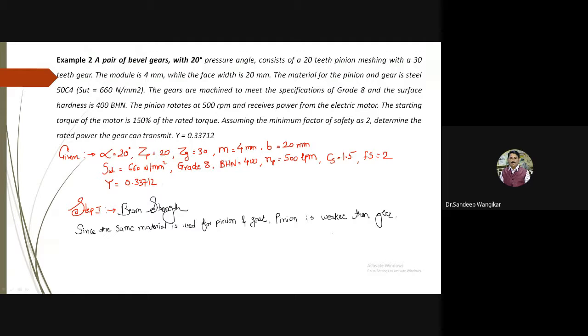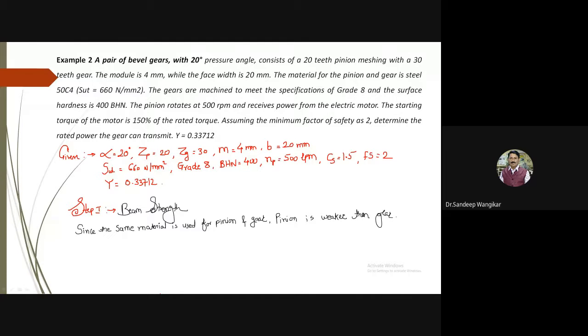Pinion is weaker than the gear. So very first step, gamma is not given. Let us start with the calculation of gamma. I will give you 1 minute. If you have written the given, let us start. We will move simultaneously.